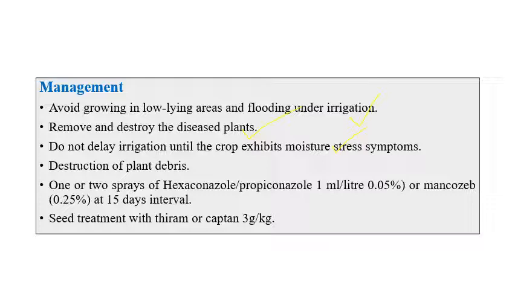And destruction of plant debris, and 1 or 2 sprays of hexaconazole or propiconazole at the rate of 1 ml per liter of water, that is 0.05% concentration, or mancozeb at the rate of 0.25% concentration at a 15 days interval can be given. And seed treatment with Thiram or Captan at the rate of 3 gram per kilogram of seeds can be recommended.